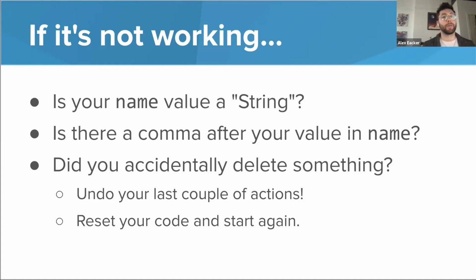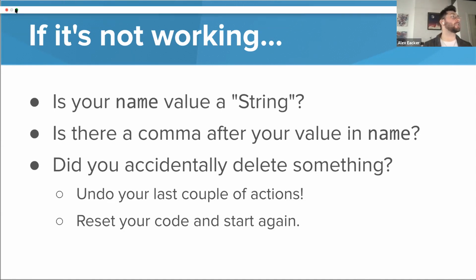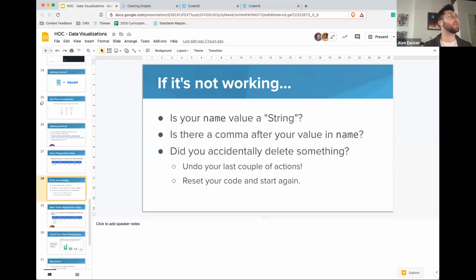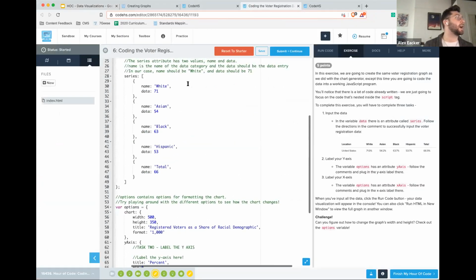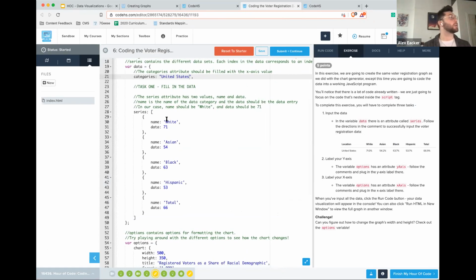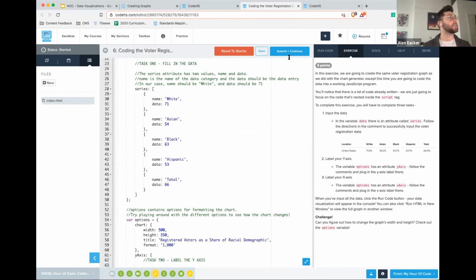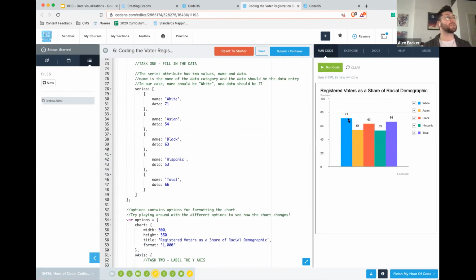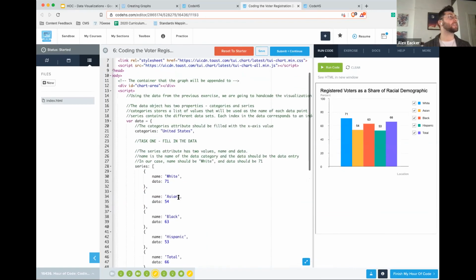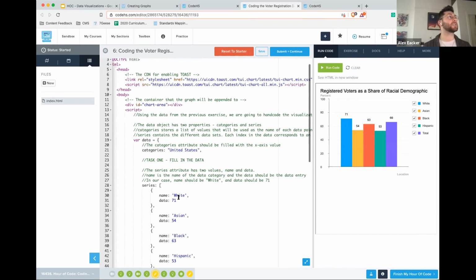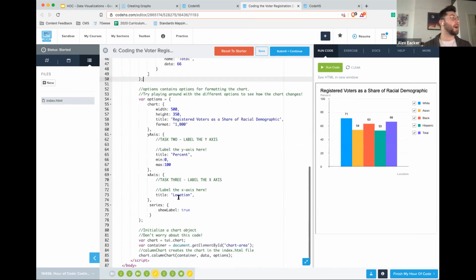All right, everybody, I want to be respectful of your time. So what I'll do now is show you what this representation might look like. What we see here is that we might include the name and the data like this. And when we run this, what we see is the registered voters as a share of racial demographic. And so this is how we could code this graph using this library.